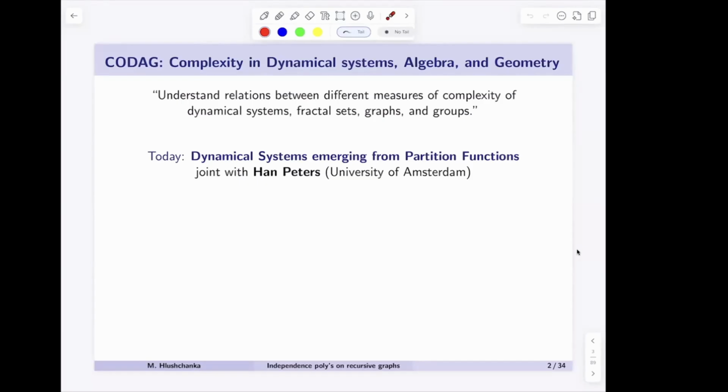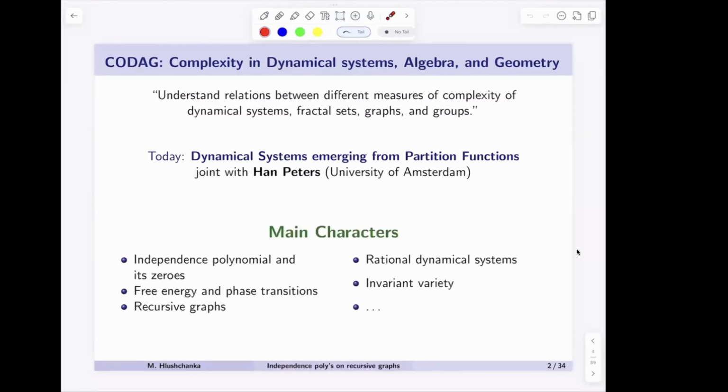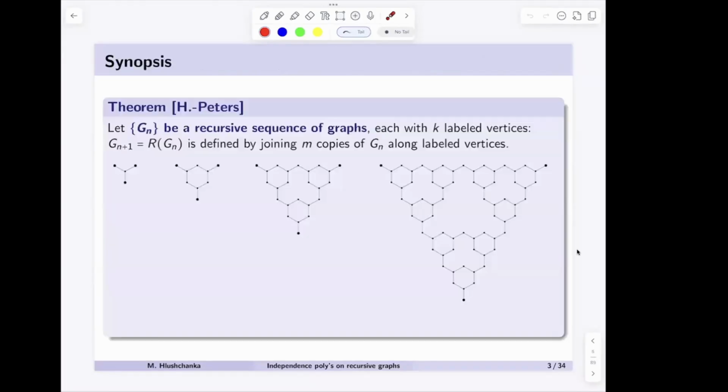So I will give you some outline of the theorem, but first I want to say that today we will be concentrating on the dynamical systems emerging from partition functions, and all I'm talking about is joint work with Hans Peters from the University of Amsterdam. The main characters for our story today are the independence polynomial and its zeros, phase transitions, recursive graphs, and something maybe you are more familiar with, rational dynamical systems.